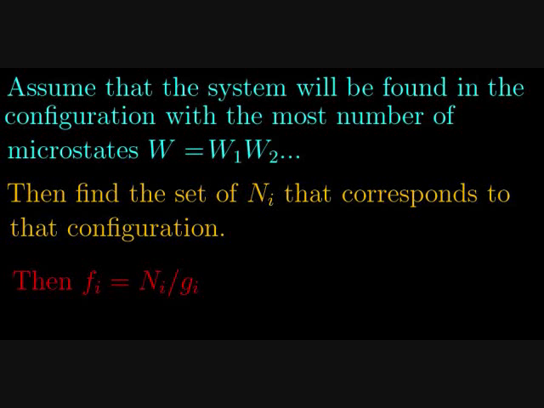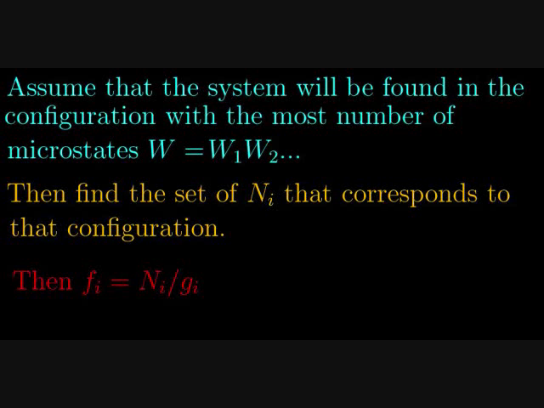We assume that the system will be found in the configuration with the largest number of microstates. This is because we assume that all microstates are equally likely. So if the system is randomly changing microstates, it will, just by chance, be found in the configuration with the most microstates. If we can find the n sub i that corresponds to this configuration, the Fermi-Dirac distribution is simply the number of particles with energy E sub i divided by the number of states with energy E sub i.